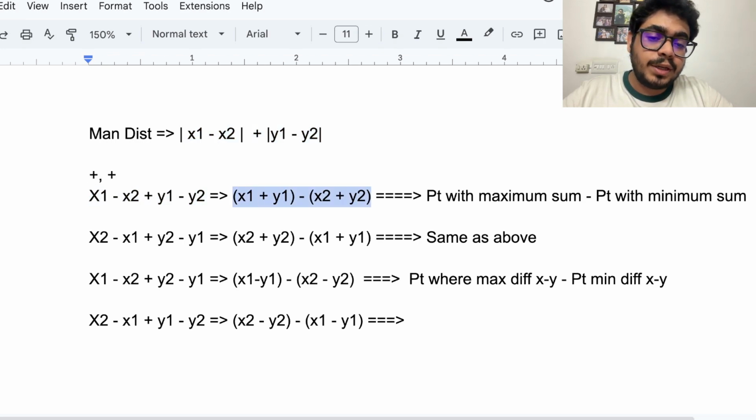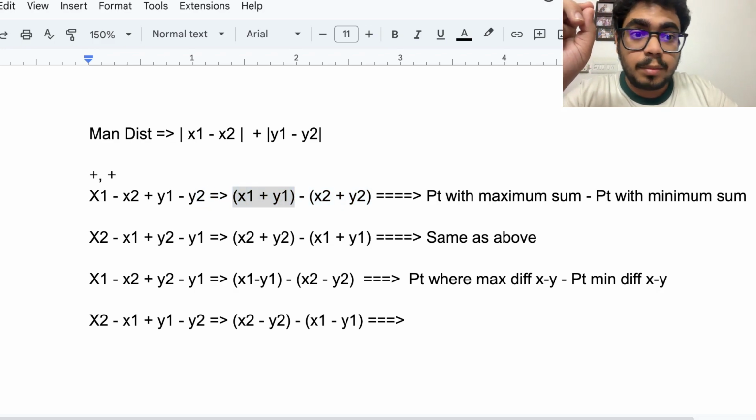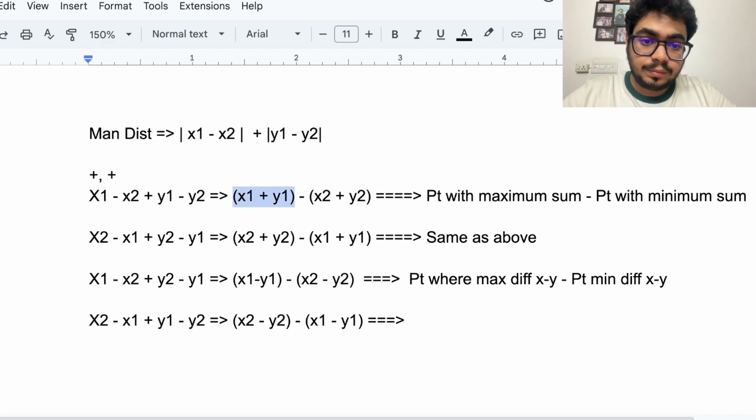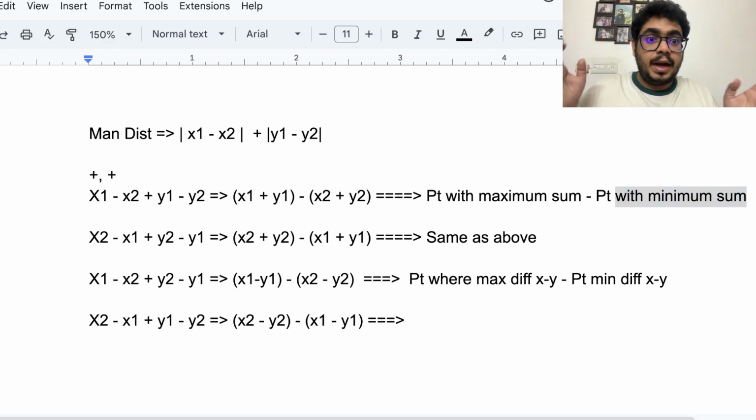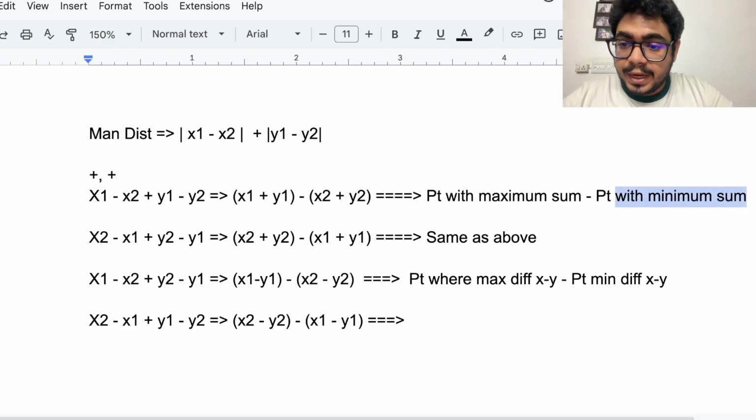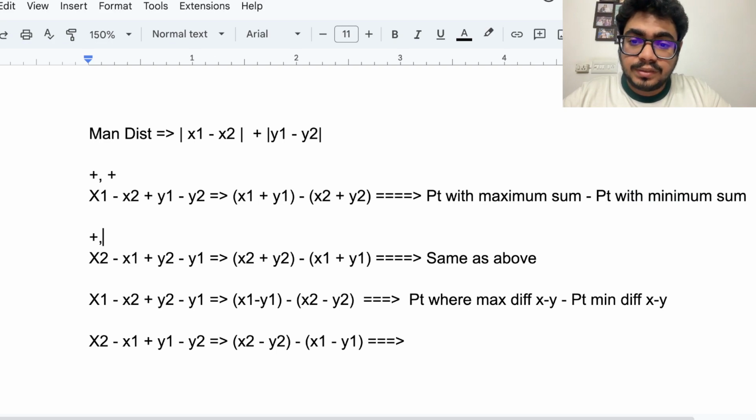And if I resolve the equation, I got that I need to find the point which has the maximum sum of its coordinates and the point which has the minimum sum of its coordinates, and take the difference. Second, I opened it with plus and minus and minus, so x2 minus x1 and y2 minus y1. Here also I saw that we need to look at the sums only, right? Maximum sum and minimum sum.